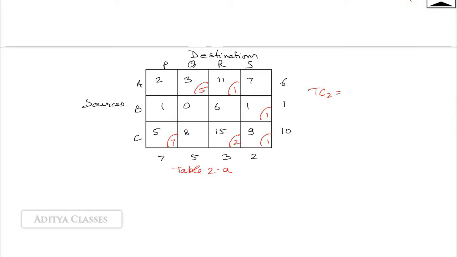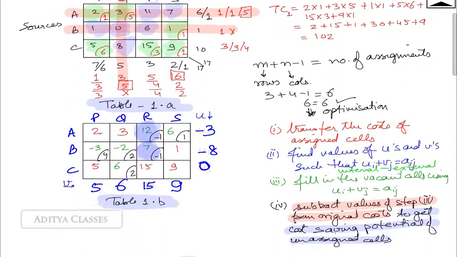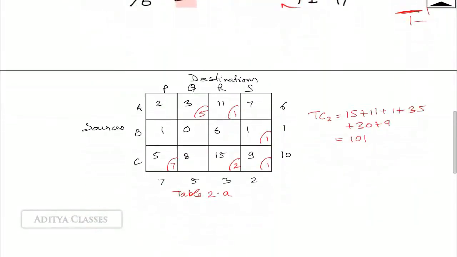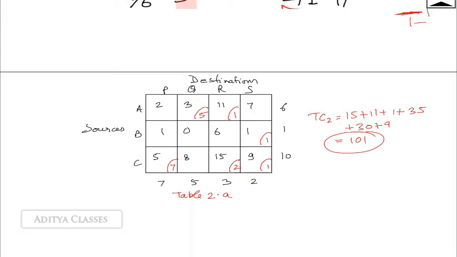What about the total cost? Total cost, you can find it out from here. 15 plus 11 plus 1 from here plus 35 plus 30 plus 9, making it a total cost of 26, 27, 32, 62, 92, 101. Your initial cost was 102. Now it is down to 101.